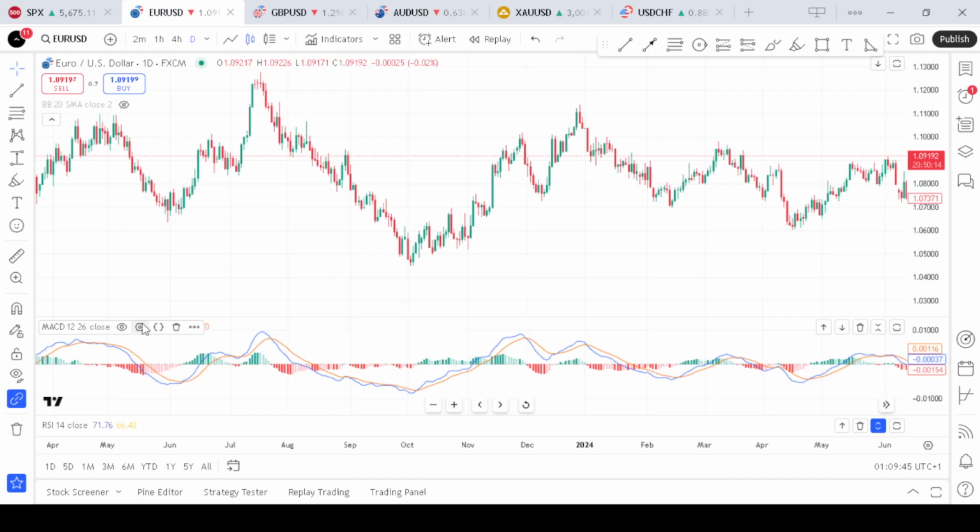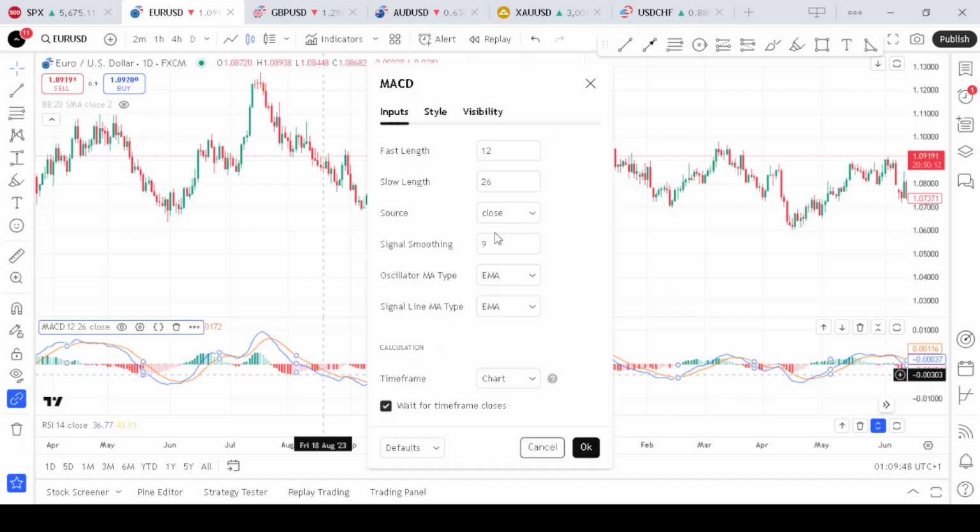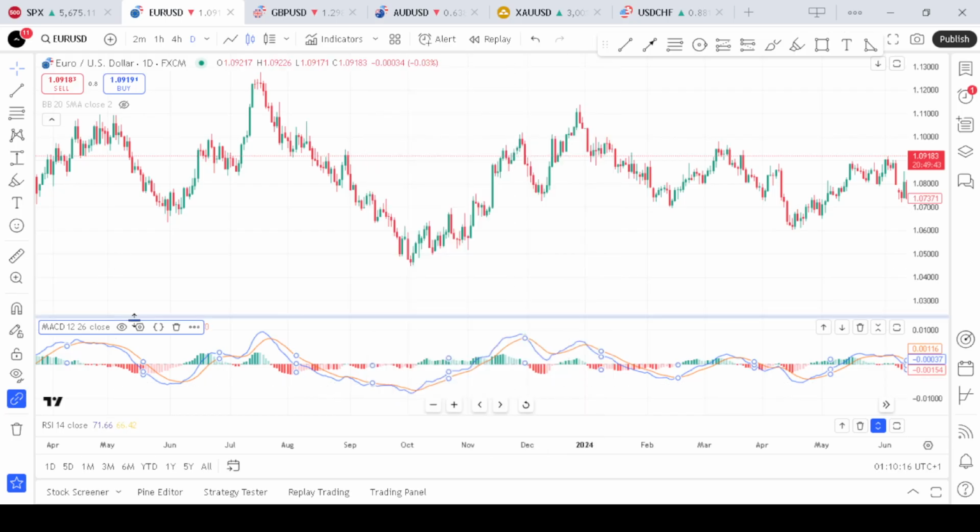Now, the MACD has a default setting. Let's look at the default setting of the MACD so that we can set our MACD as easily as possible. The default setting is: the fast length should be 12, the slow length should be 26, and the signal smoothing should be 9. These numbers represent the periods used to calculate the moving average and the signal line. While this setting works best for most markets, it can be adjusted depending on your trading style or strategy. This is how you edit it.